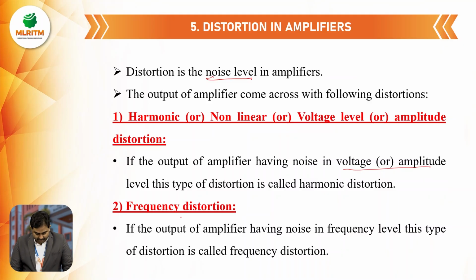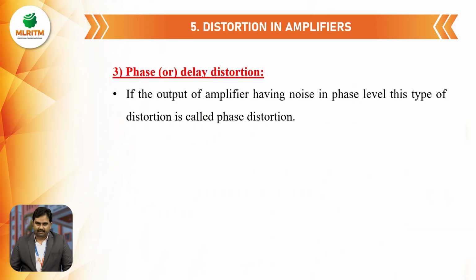If the output of amplifier is having noise in voltage level or amplitude level, this type of distortion is called harmonic distortion. Coming to the second one, frequency distortion, if the output of amplifier is having noise in frequency level, this type of distortion is called frequency distortion. Coming to the third one, phase or delay distortion, if the output of amplifier is having noise in phase level, this type of distortion is called phase distortion. We will see again one by one.